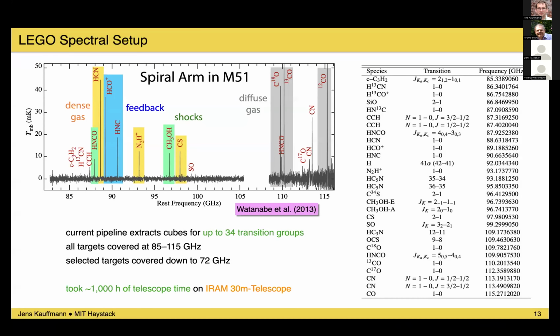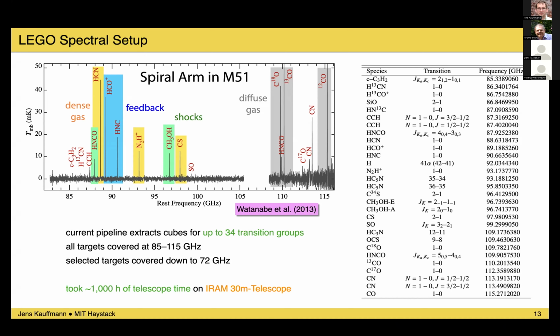So we cover a large spectral setup. This spectral plot here just shows the complexity of line emission in other galaxies. Just as an example, spiral arm in M51, and you see that there are plenty of interesting molecular emission lines to be studied, and they trace different physical processes, and so of course we also want to use them. But in order to use them well, we need to understand the detailed physics in the Milky Way, and that's what LEGO is about.